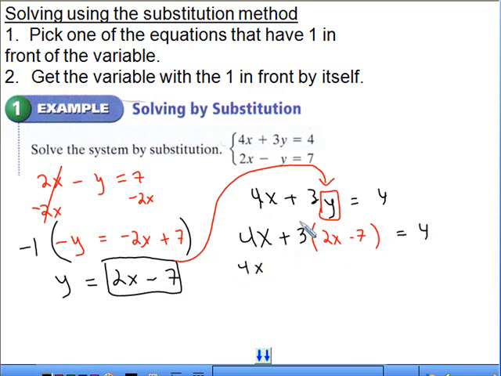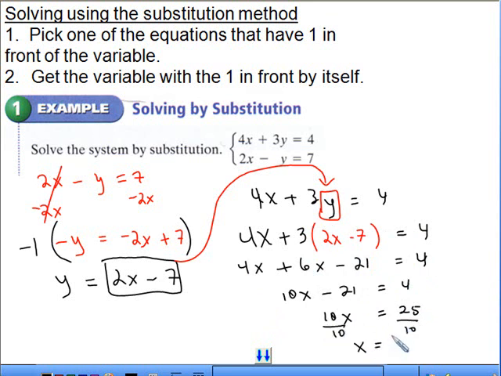Then just work out the rest of the problem, distribute. We get positive 6x minus 21 is equal to 4. Combine like terms. 10x minus 21 is equal to 4. Add 21 on both sides. We get 10x is equal to 25. Divide both sides by 10. X is going to be equal to 5 over 2.